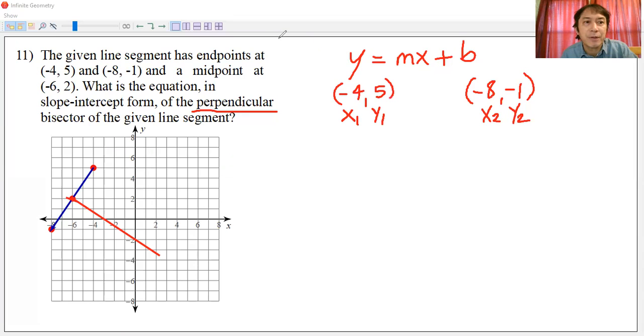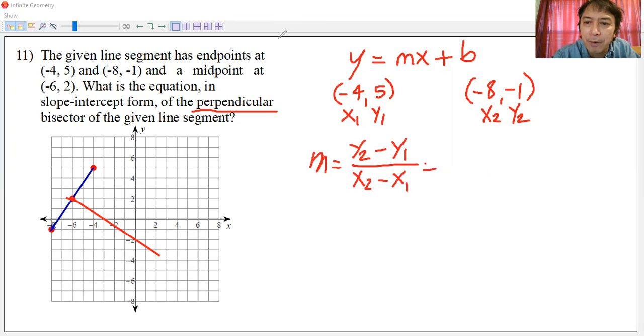So this is something we need to compute first and then get the negative reciprocal. Let's use the same slope formula: y2 minus y1 over x2 minus x1. So this is negative 1 minus our y1, which is 5, and x2 is negative 8 minus x1, which happens to be another negative. So after the minus, it's a negative 4.